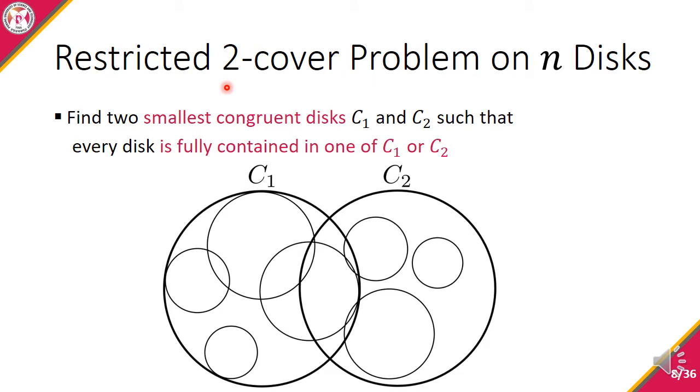Next is the restricted two-cover problem on input disks. This problem is to find the two smallest congruent disks such that every input disk is fully contained in one of the two disks C1 and C2. In this figure, you can see every input disk is fully contained in one of C1 and C2.